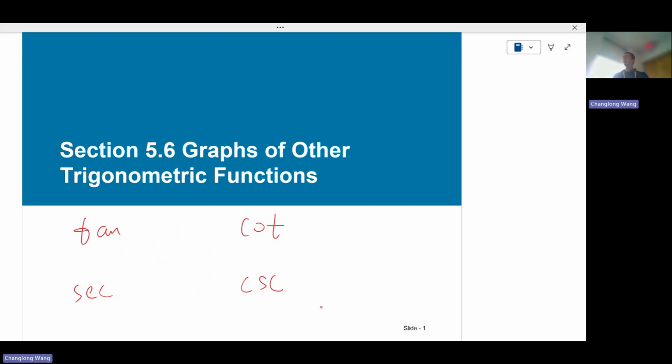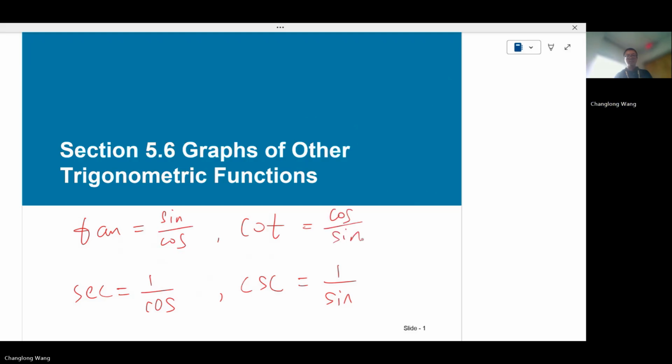Well, say secant. Is secant related to what? Cosine, right? Okay. What about cosecant? So it's going to be 1 over sine, right? So what about tangent? Sine over cosine. And cotangent must be the other way around, right? Yeah.